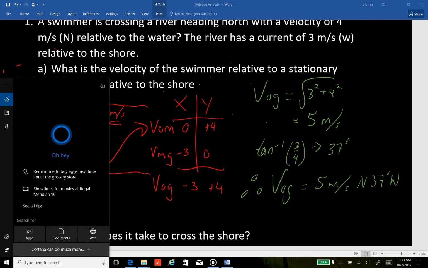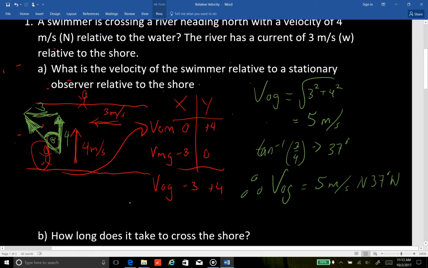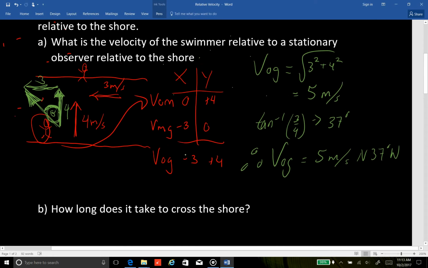Okay? Now, what happened here? Cortana is trying to rear her ugly head. Okay. Now, let's look at the second follow-up question here. How long does it take to cross the shore? Oh, I have to tell you how wide the shore is. That would be important, right? Okay. Let's say that the shore has a length going north of 400 meters. Okay? Let's say it's 400 meters across.